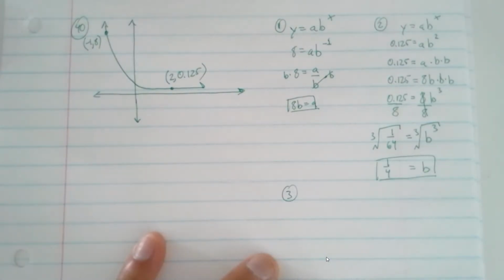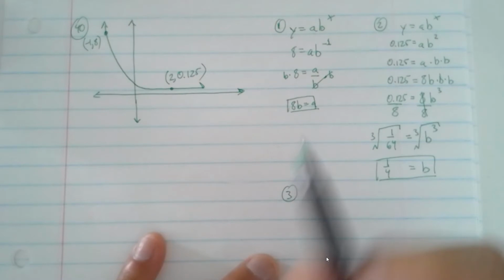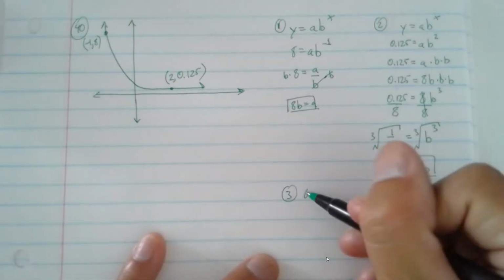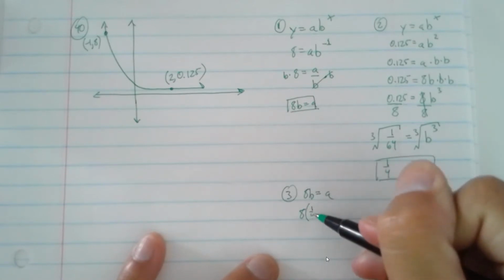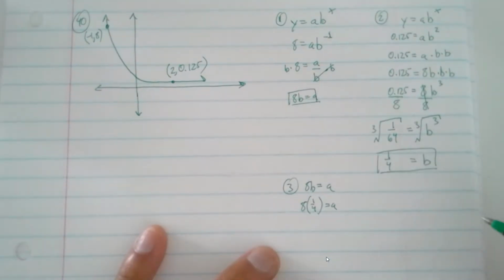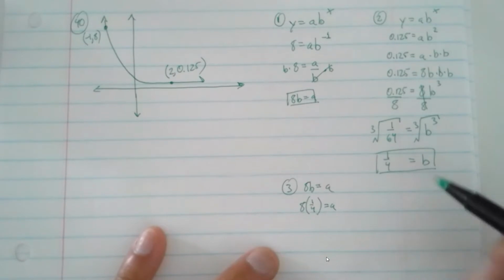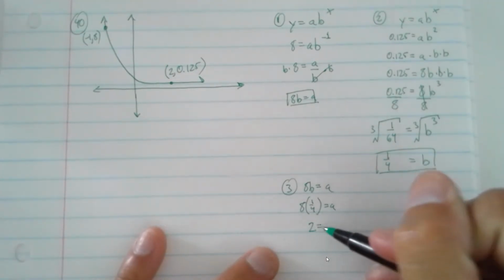And then step 3 is to go back to 8b equals a. And then you plug in 1 over 4 for b, so 8 times 1 over 4 is equal to a. And then that should give me 2.